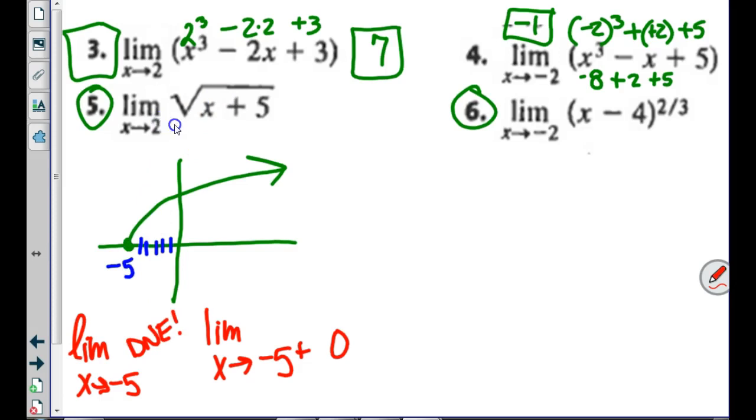But this has that 2. So is it continuous at 2? Yeah, over here it's approaching the same y value. What y value is that? Yep.